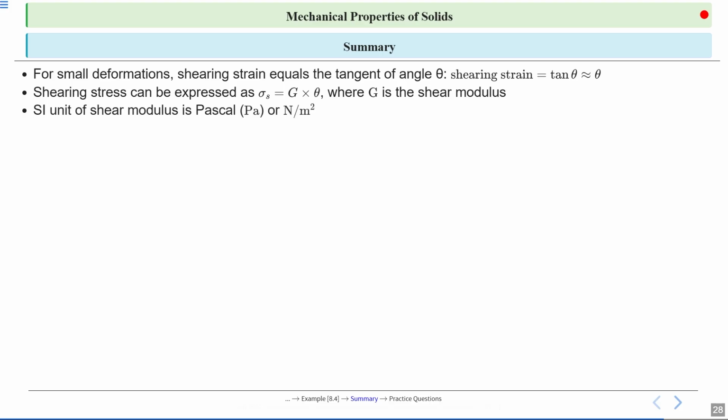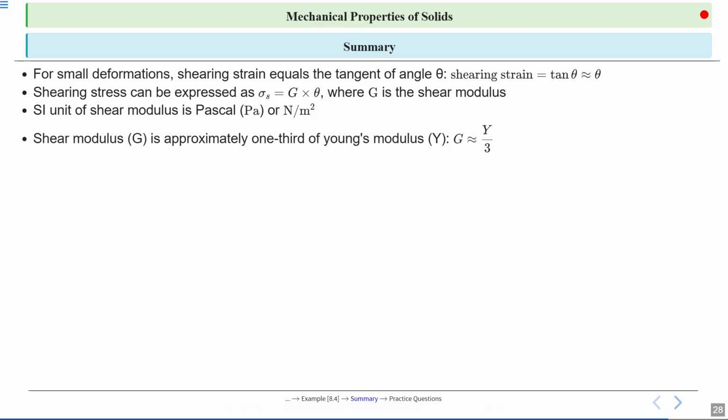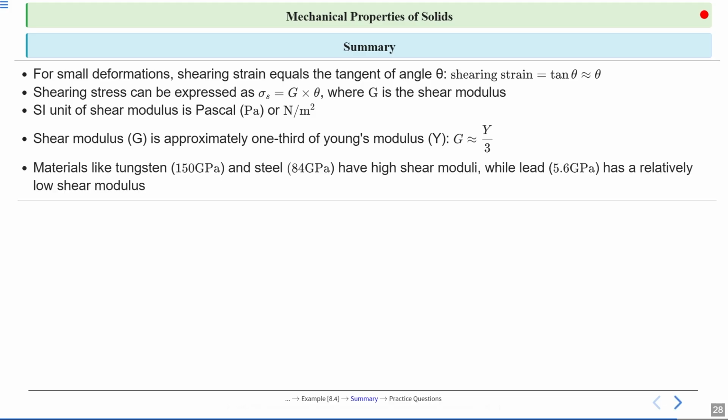SI unit of shearing modulus is pascals or Newton per meter square. Shearing modulus is approximately 1/3 of Young's modulus, Y by 3. Materials like tungsten and steel have higher shear moduli, while lead has a relatively low shear modulus.